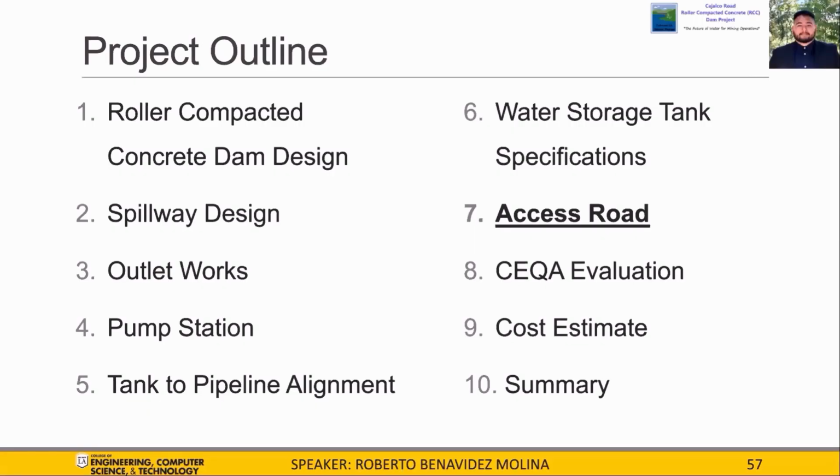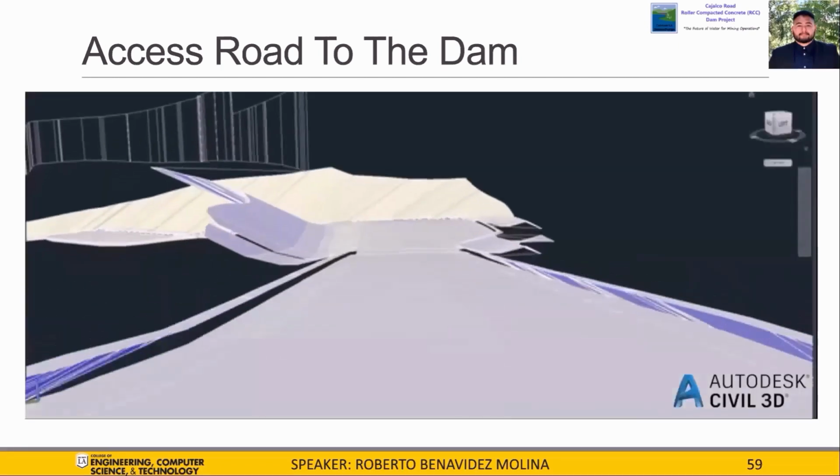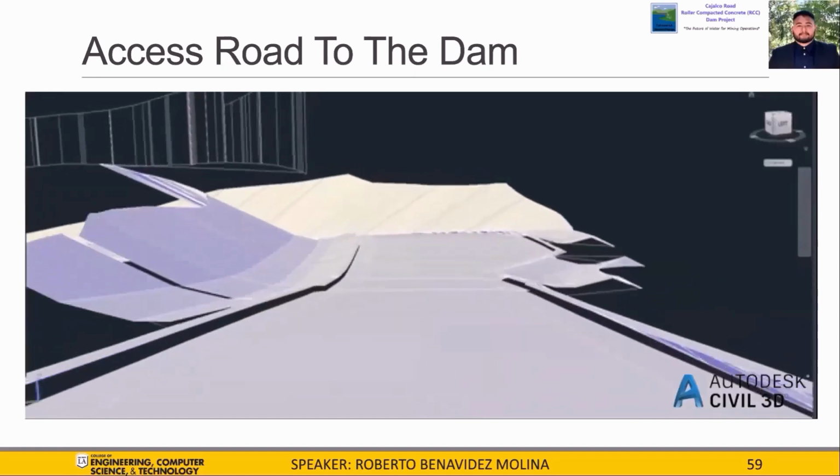I will now be introducing the access road design to the dam. The access road to the dam will be focusing on Road 1, which is located along Eagle Canyon Road. It is a single-lane road with a span of 671 feet, designed for maintenance crews to have direct access to the dam after completion phase. This is a simulation of our final road design.